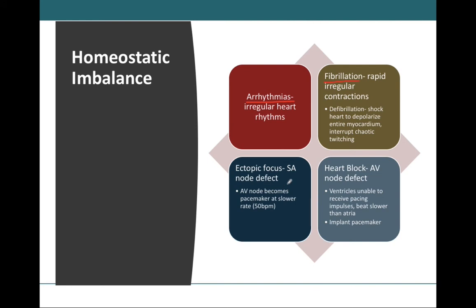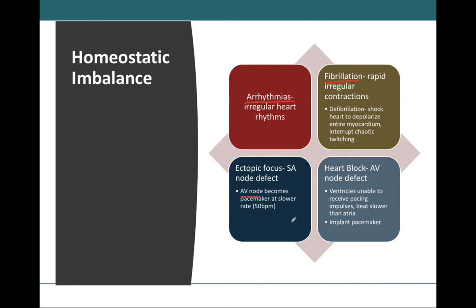As I mentioned a bit earlier, the ectopic focus is when one of the other components of the conduction system takes over the beating of the heart. Now, if the SA node is defective, it's not going to pump at 75 to 80 times a minute. However, the AV node will pick up, but that's going to be at a slower pace. So the heart will not be as effective if the AV node takes over.